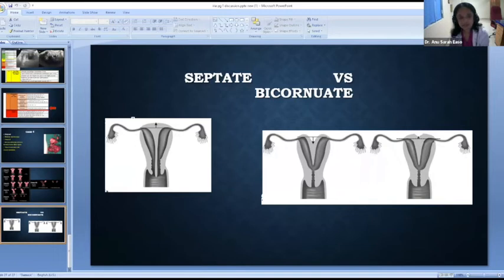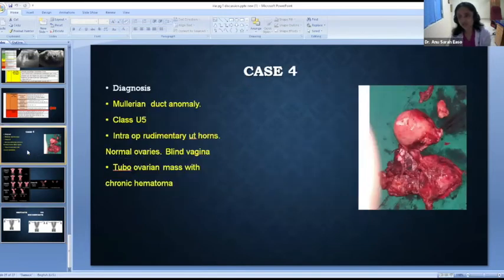So this was a very interesting case, because initially we never thought of Mullerian duct anomaly, and she presented with acute abdominal pain. The other differential was probably a tubo-ovarian mass or an abscess, but there was not much enhancement in that area, in the lesion.